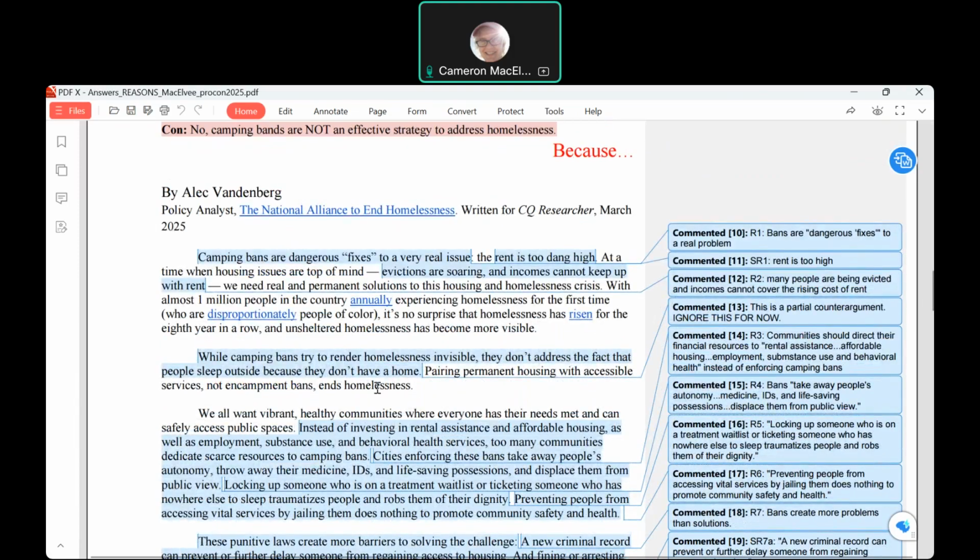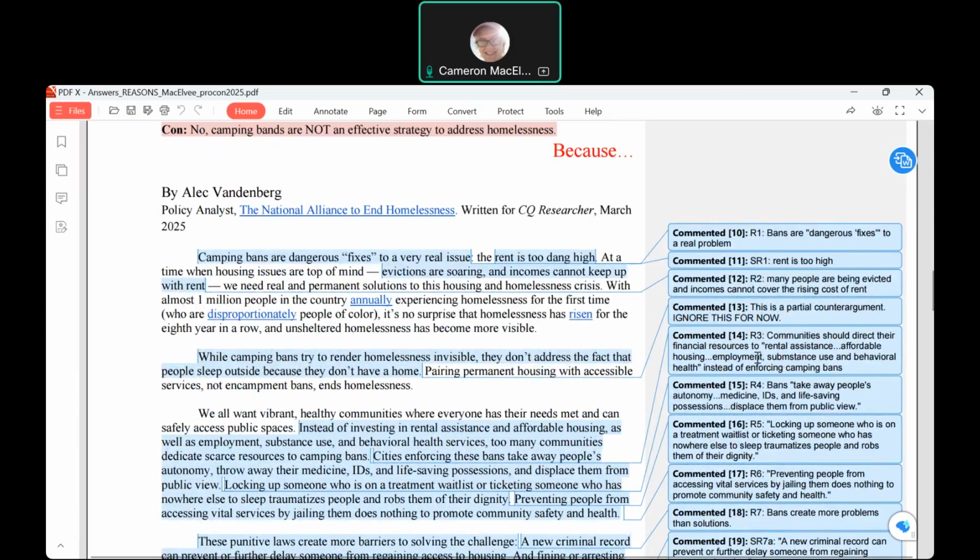Again, I'll comment on why this has some weaknesses. Now this next section, I didn't want you to get hung up. Notice he says, while camping bans try to render homelessness invisible, they don't address the fact that people sleep outside because they don't have a home. I want you to ignore that sentence for now because this is part of his partial counter argument. We'll cover it in another lesson. So we have reason 1 with a supporting reason, reason 2. We're skipping over his partial counter argument.